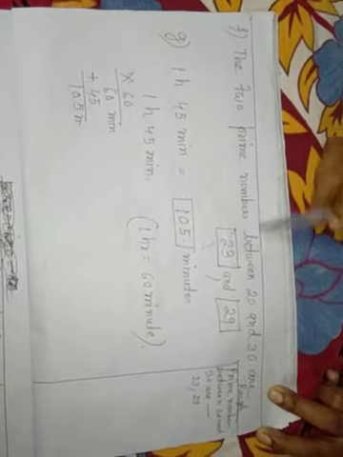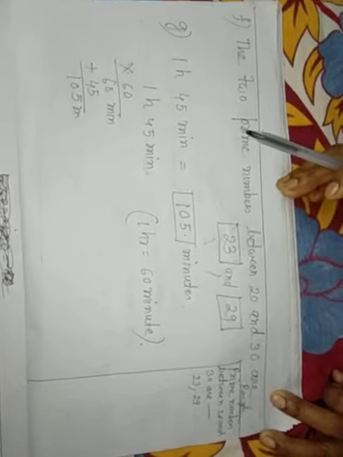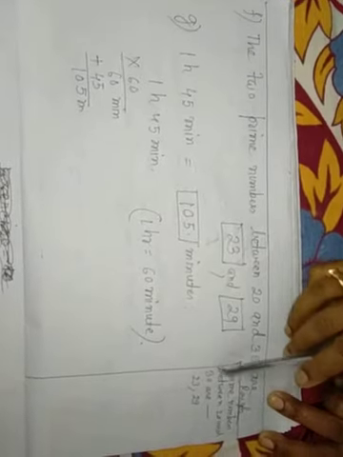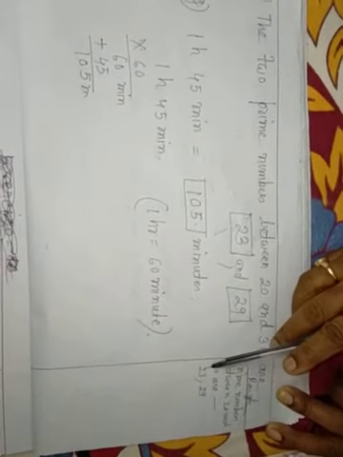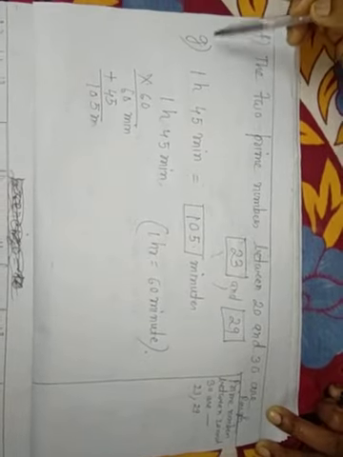That is F. The two prime numbers between 20 and 30. Between 20 and 30, two prime numbers. What are they? Prime numbers between 20 and 30: 23 and 29. 23 and 29. Okay. G.